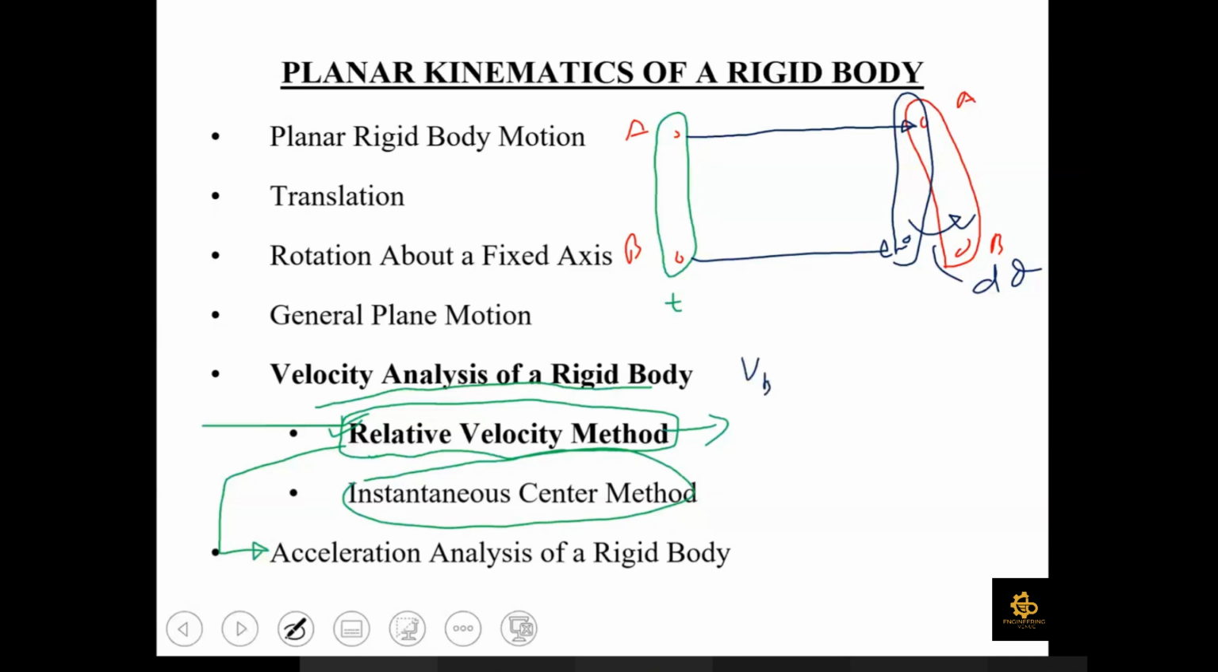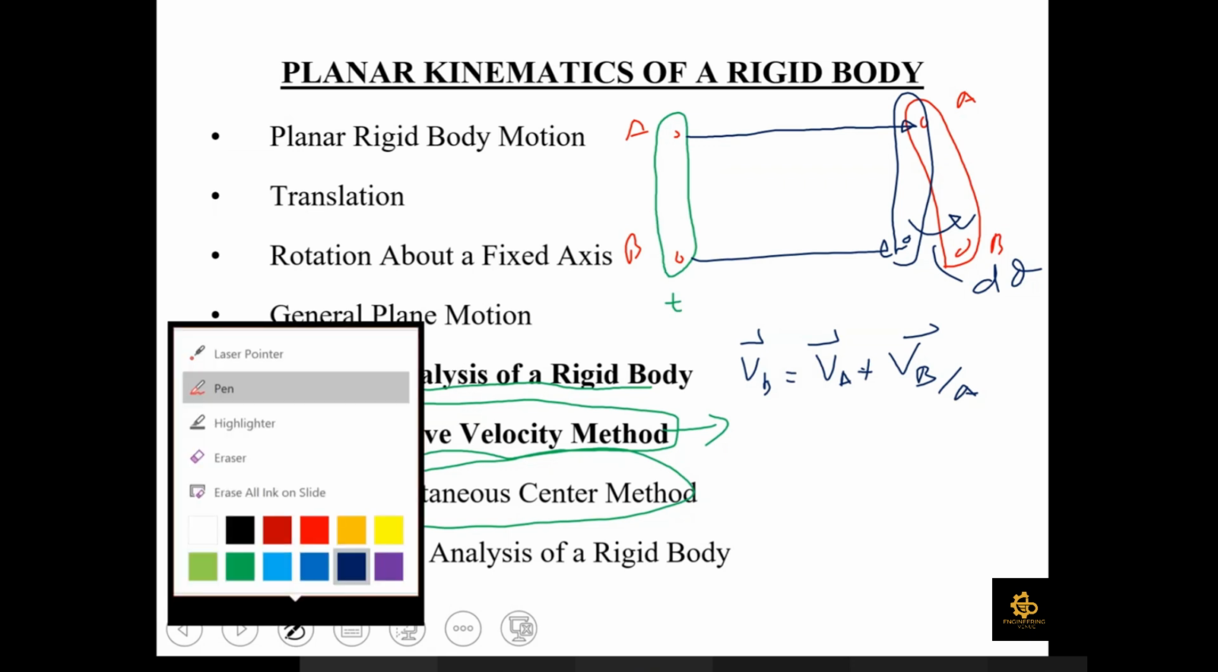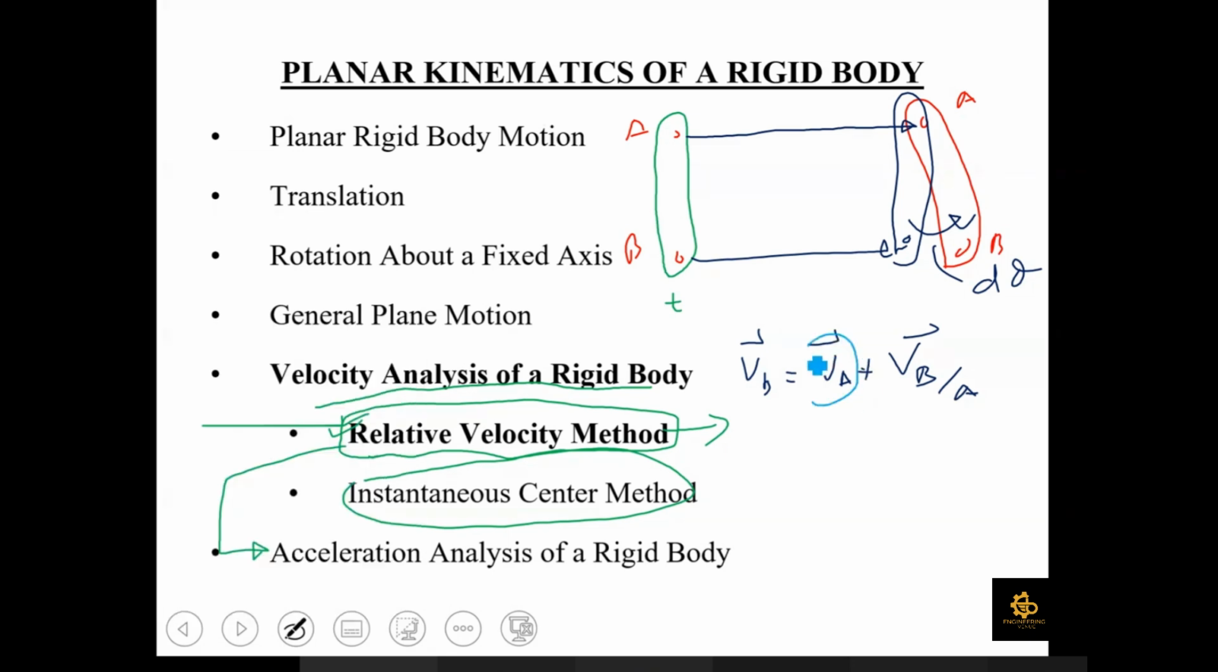So for this rigid body, we wrote the relative velocity equation taking point A as our base point. So we wrote VB, which is the absolute velocity of B, should be equal to VA, which is the absolute velocity of A, plus VBA, which is the relative velocity of B with respect to A. Now, in this equation, this VA basically represents the translational aspects of motion, how much this rigid body is being translated from time t to time t plus delta t, whereas this VBA represents the rotational aspects of this rigid body.